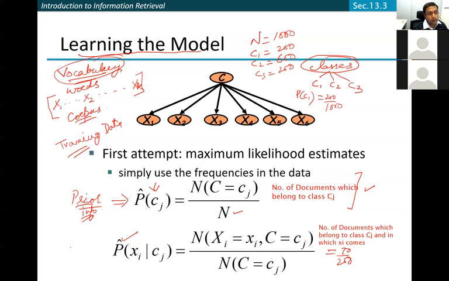So this is the prior information. This is called the likelihood. Likelihood is the probability of each word in each class. So that is also calculated. So these two things are calculated from the training data. Since these are very easy to calculate, it takes very little time to calculate them.